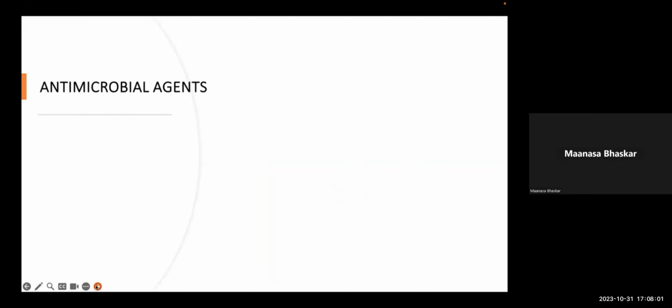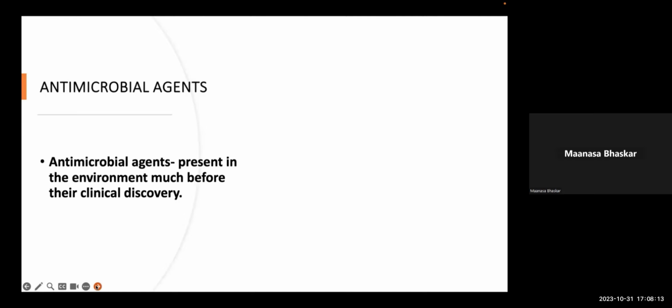There is a confusion between two terms: antimicrobial agents and antibiotics. These two terms are used interchangeably, but antimicrobial agents are actually the therapeutic agents which can be used to treat a variety of organisms, including bacteria, fungi, viruses, and parasites. Out of these, whatever is used to treat bacteria is generally called an antibiotic. And these antimicrobial agents were present in the environment much before their clinical discovery.